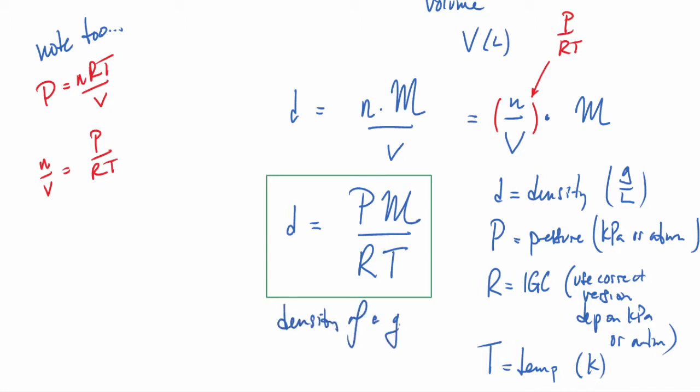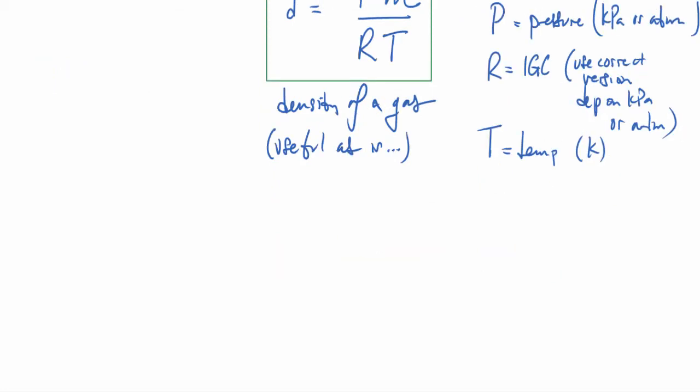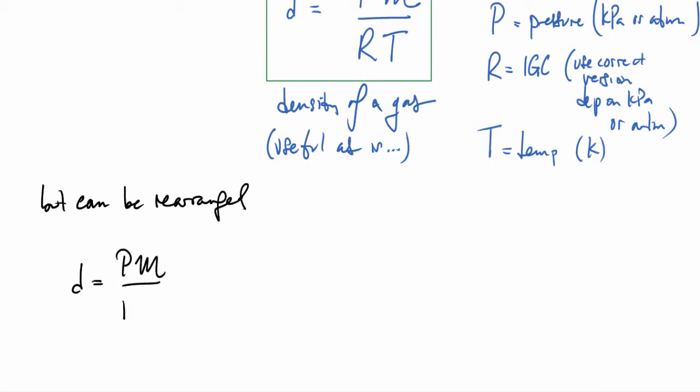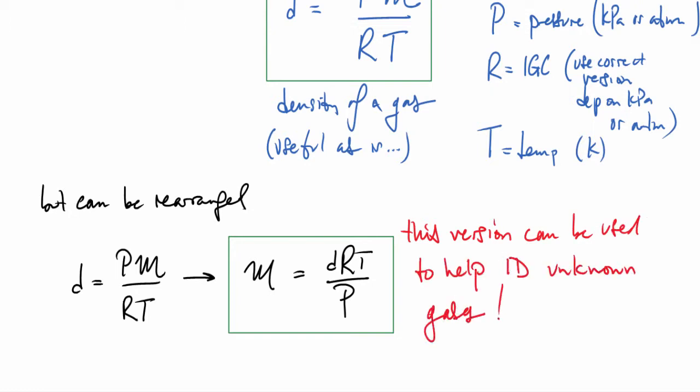Okay, it's quite useful as it is. It's helpful to be able to work out the density of an ideal gas. But we can even rearrange it further. We'll take the density equal to PM over RT and fiddle that around to get the molar mass equal to dRT over P. Now this version is very helpful, and it can help us to identify unknown gases. So if we can work out the density of an unknown gas, we can get to its molar mass.